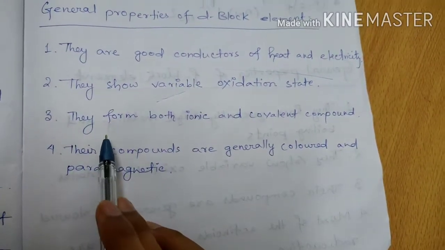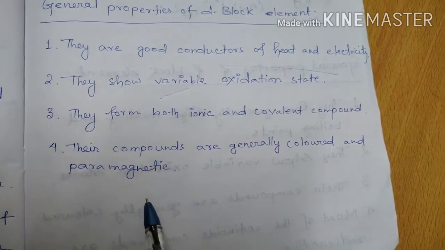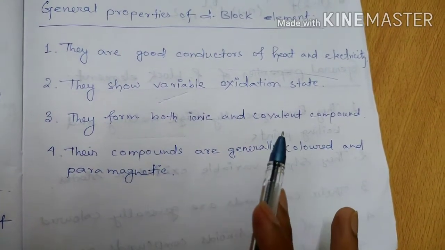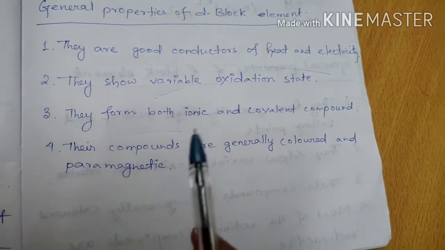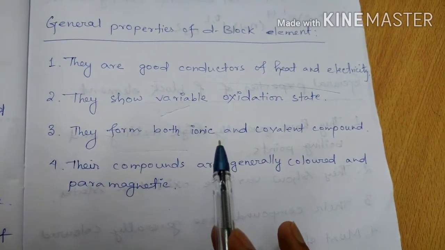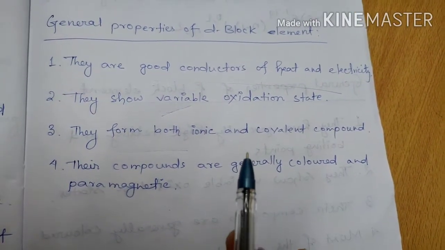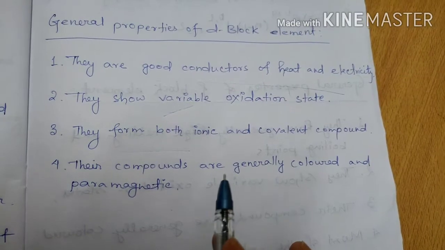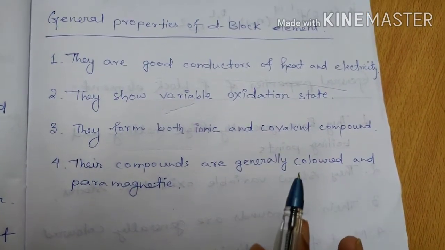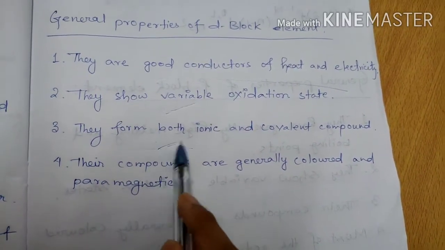Now number three property is that they form both ionic and covalent compounds. That is, d block elements can form ionic and covalent compounds. In p block elements they only form covalent compounds, they do not form ionic compounds, but d block elements form both ionic and covalent compounds. So this is the number three property.